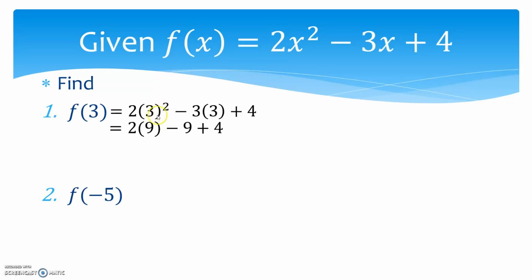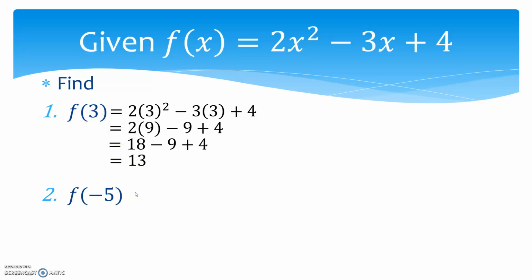So, 3 squared is 9. So, 2 times 9 yan. Then, minus, negative 3 times 3 equals negative 9. And then, plus 4. Then, 2 times 9 equals 18. Minus 9 plus 4. So, we have 13. Because 18 minus 9 is 9. Plus 4 equals 13. Ganun lang. Kailangan lang palitan yung value ng x ng kung anong meron sa loob ng parentheses.